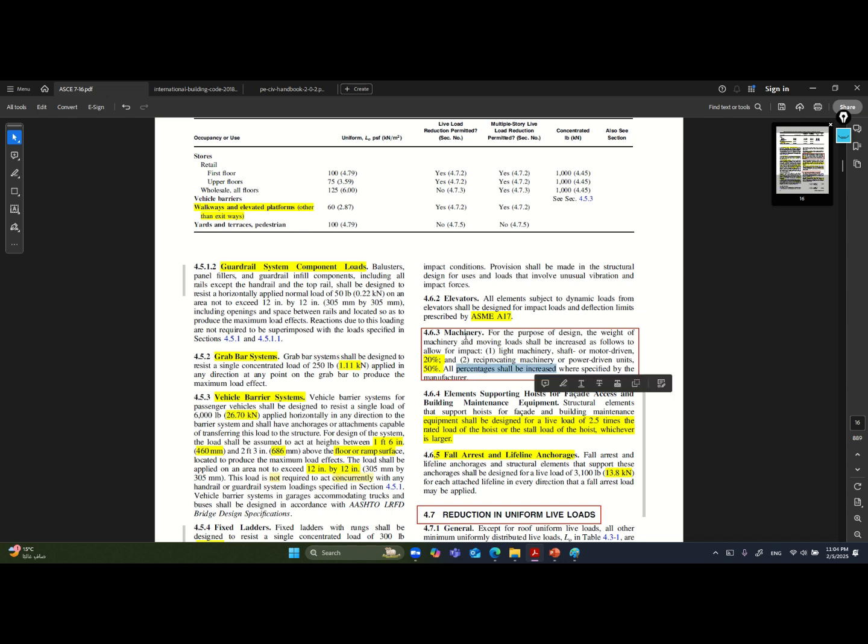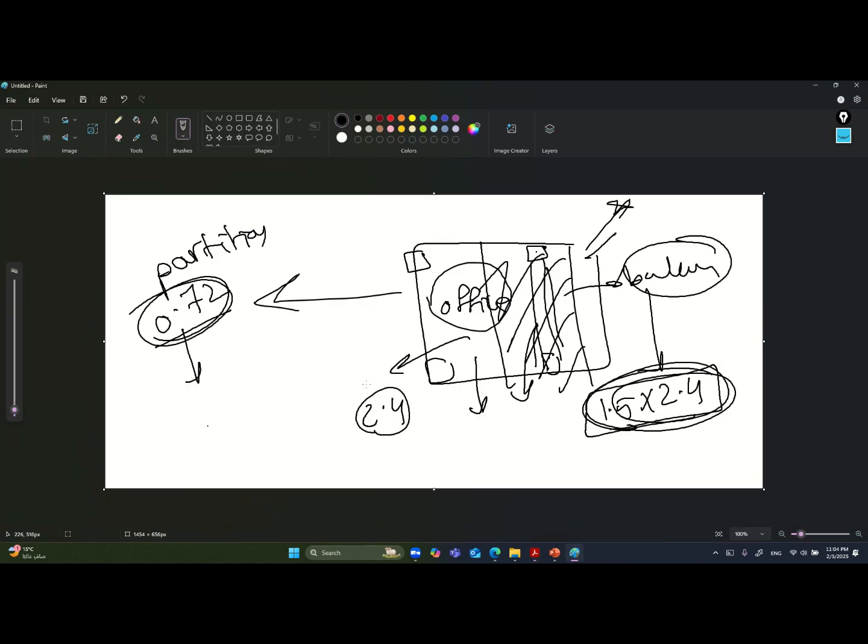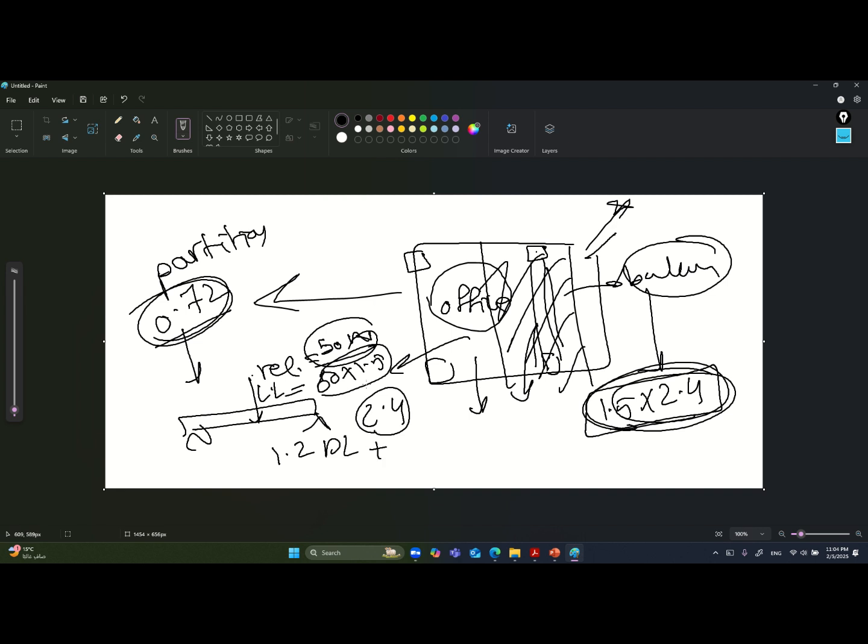He will not tell you that you need to multiply, but he will tell you that you have a simple beam, and you have a dead weight, and a reciprocating machine here with a value of 50 kilonewton. Then you will have to consider 50 multiplied by 1.5 as a live load. And if you are going to design using the LRFD method, then it will be 1.2 dead plus 1.6 live load, or 1.4 dead. So you must consider the impact, because that is a machine.